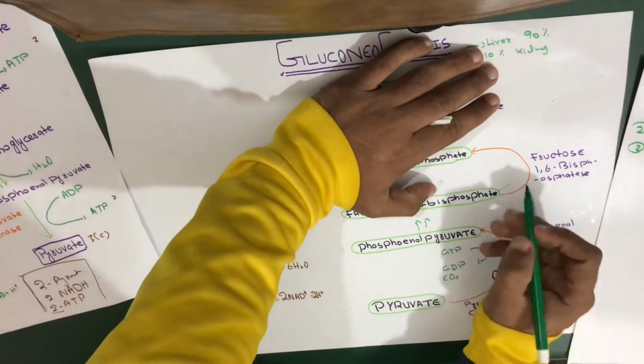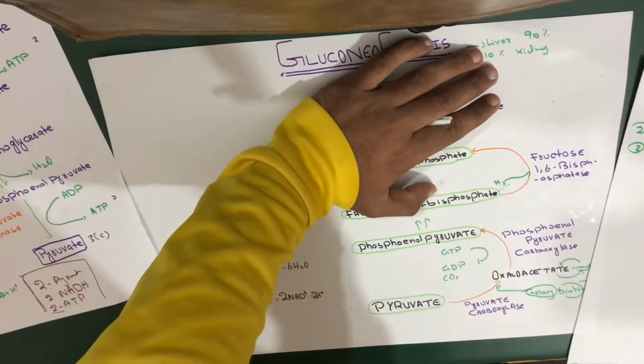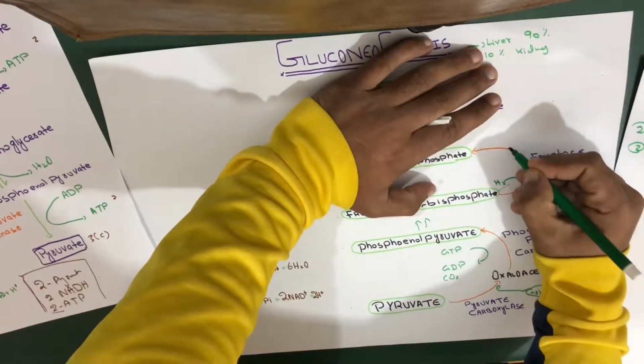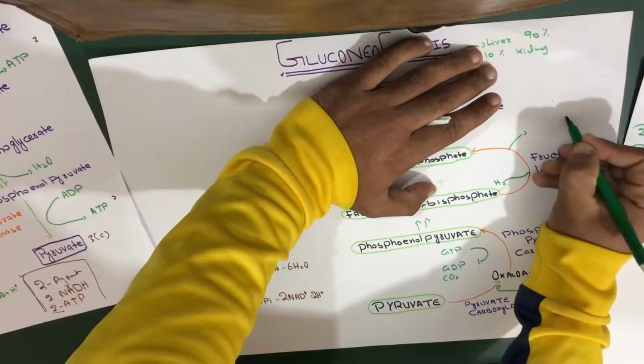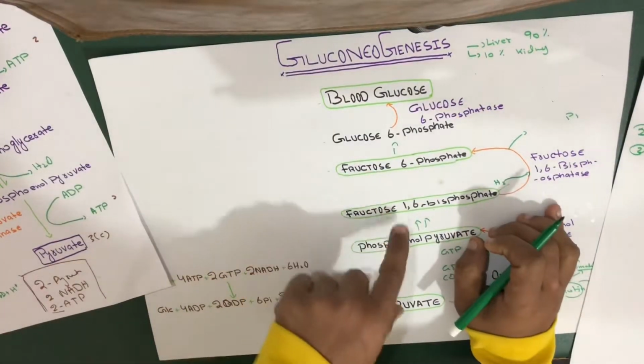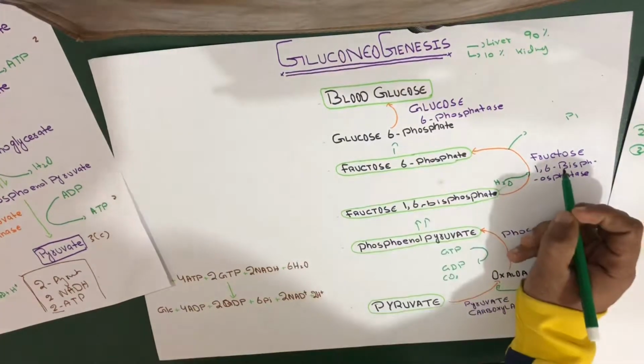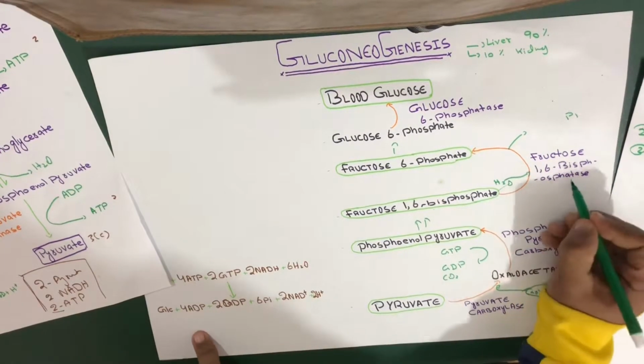What are you going to do? You're going to add one water molecule into it. As you add it, this molecule loses its phosphate group and is converted into fructose 6-phosphate. You see, we added a water molecule, and the phosphate is lost by using an enzyme, fructose 1,6-bisphosphatase.